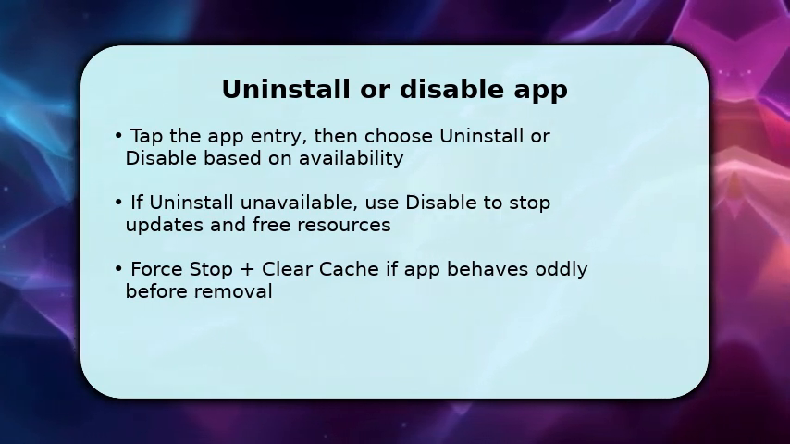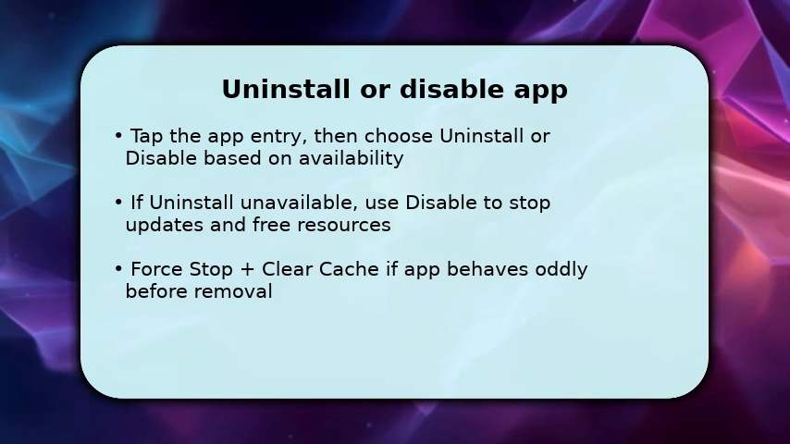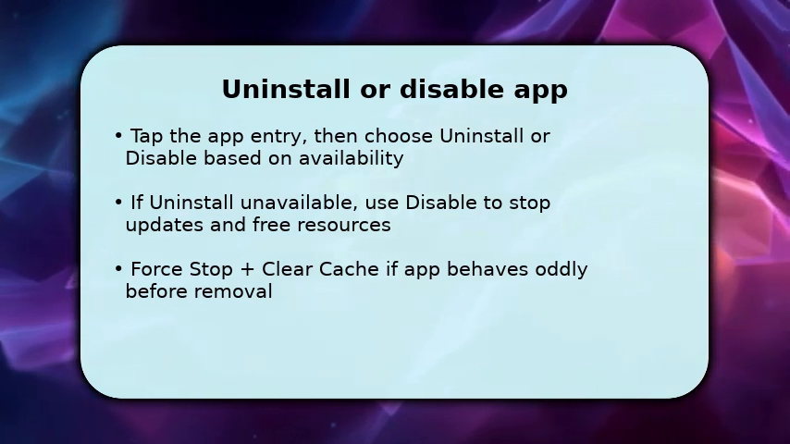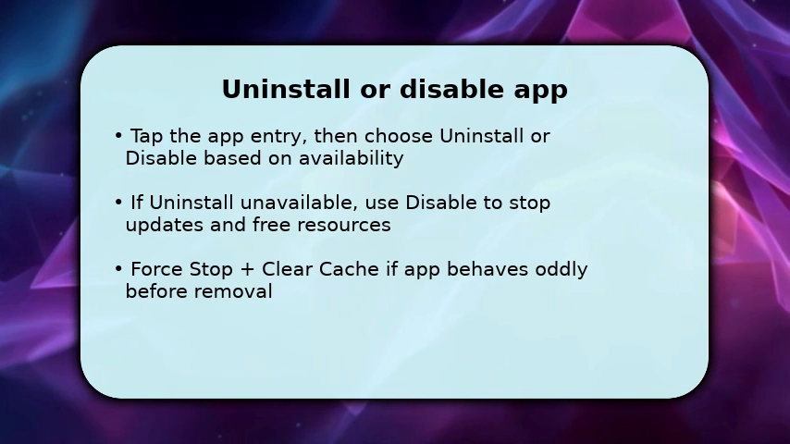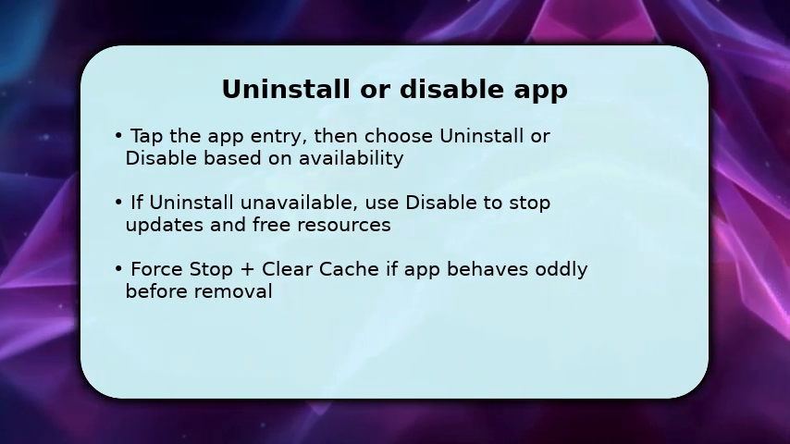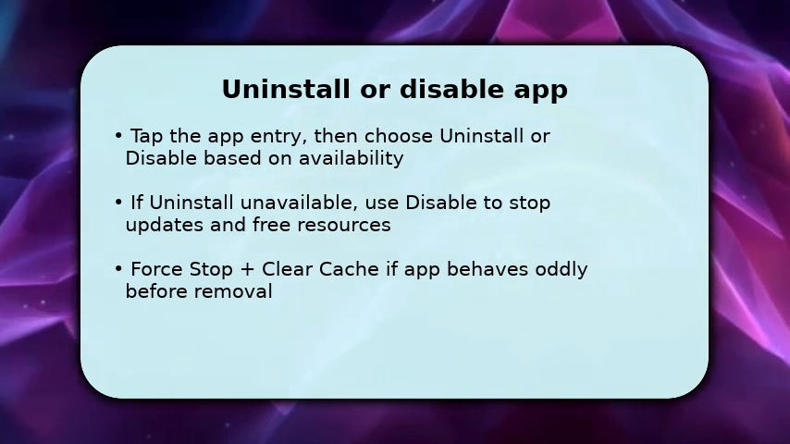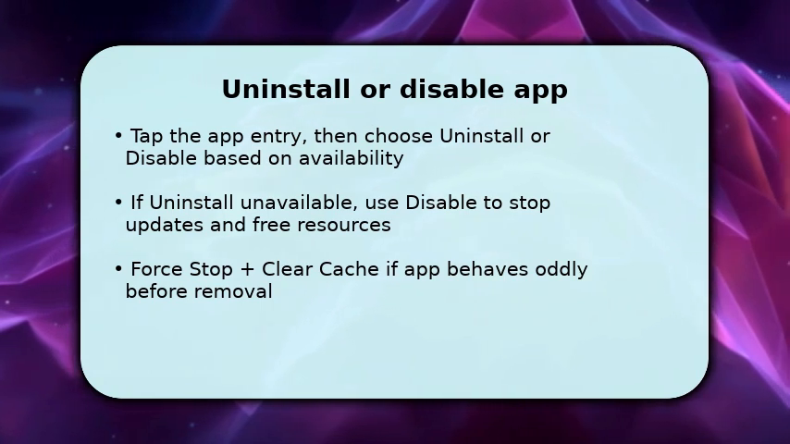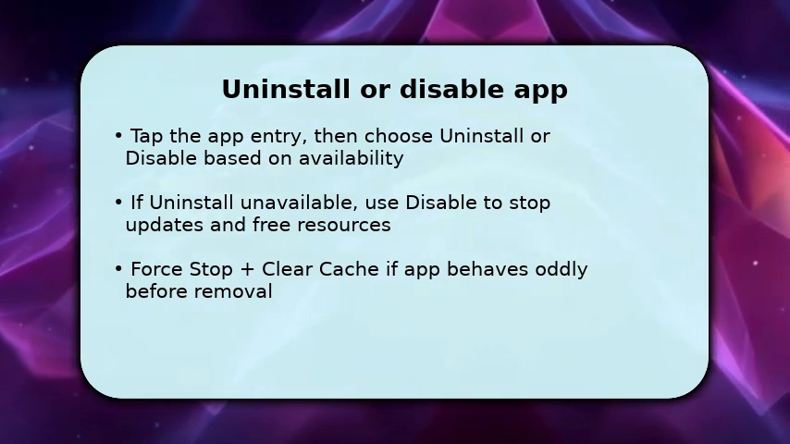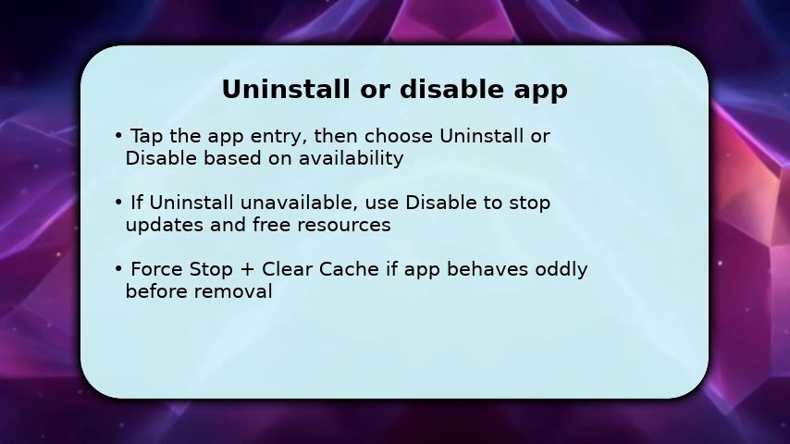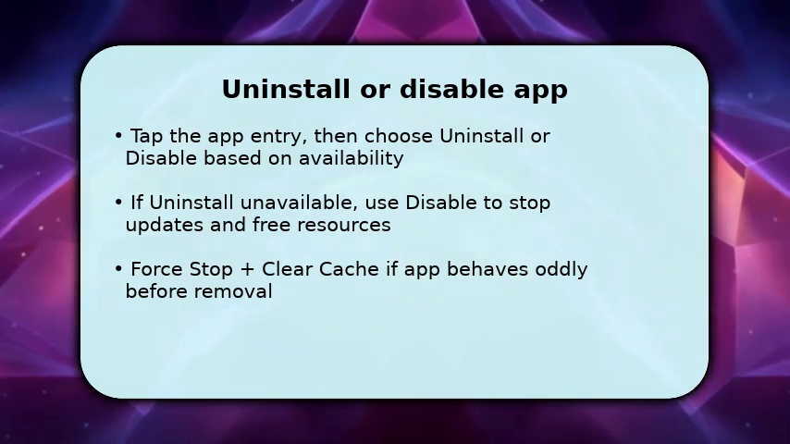If uninstall is grayed out, choose disable to stop background activity and remove updates, which acts like removal for pre-installed apps. If the app resists, do force stop, then clear cache and clear data, and attempt uninstall or disable again. This sequence clears running processes and temporary files that block removal.